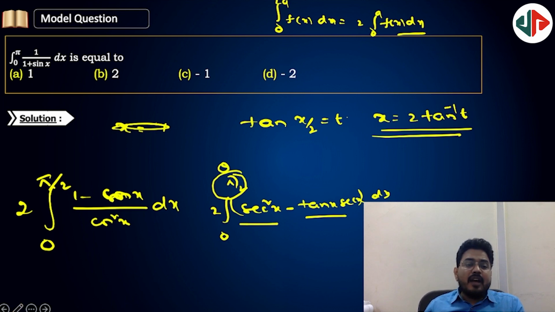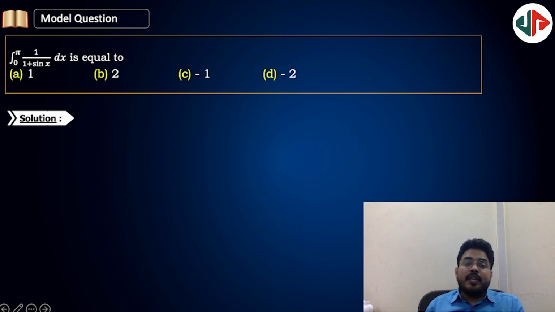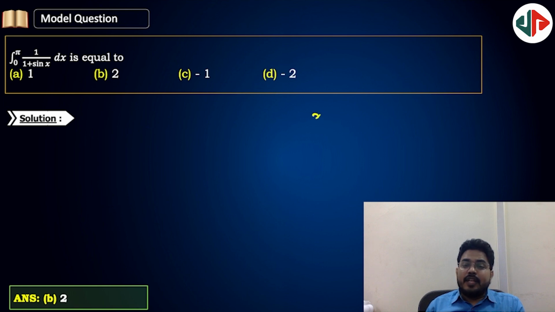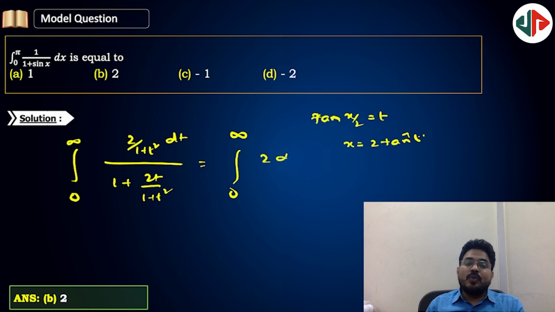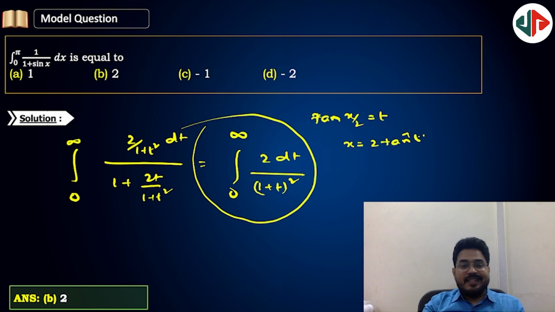Or another approach is taking this point. Tan x by 2 is equal to t, and x is equal to 2 tan inverse of t. So it will be integral 0 to, x is equal to 0, t is equal to pi means infinity, dx 2 by 1 plus t square dt by 1 plus 2t by 1 plus t square, which is equal to integral 0 to infinity 2 dt by 1 plus t whole square. So from here you'll get the answer.